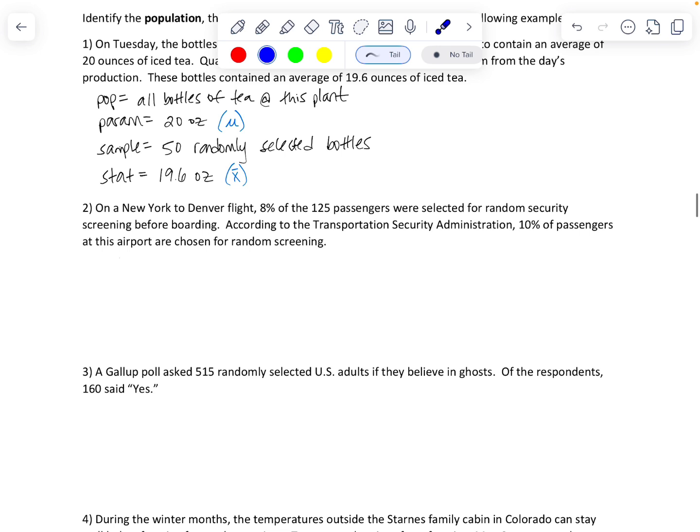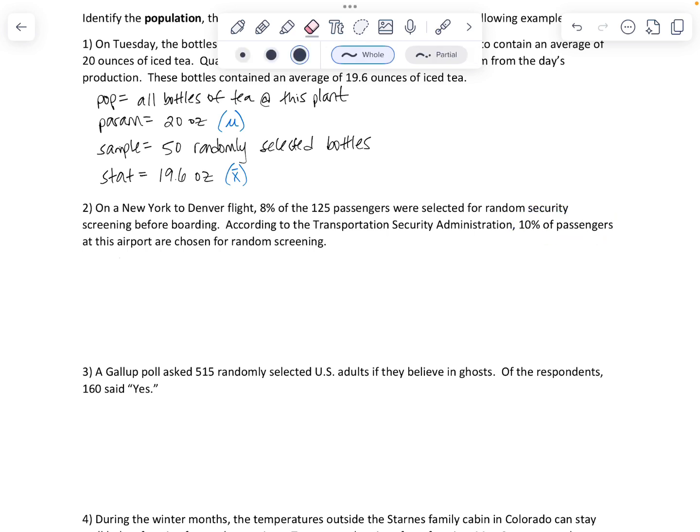All right, number 2, a New York to Denver flight, 8% of the 125 passengers are selected for random security screening. 8%, this is a proportion, not a number of ounces. See the difference? So we're not going to be using mu's and x's for this problem. We're going to be using p's. This is a percentage. We're going to express it as a proportion. P would be 10%, and according to TSA, 10% of the passengers are randomly chosen.